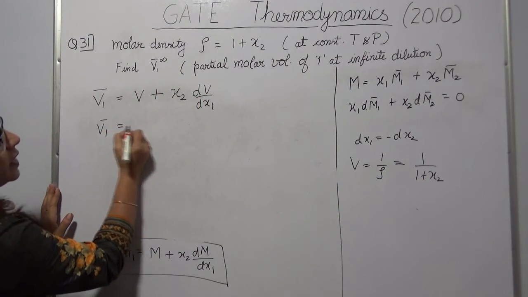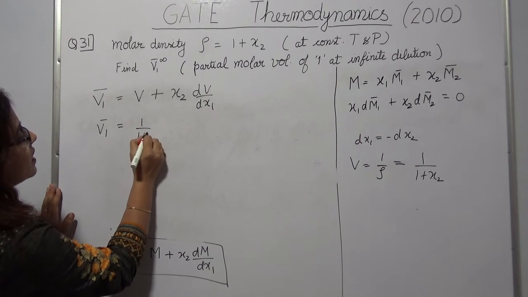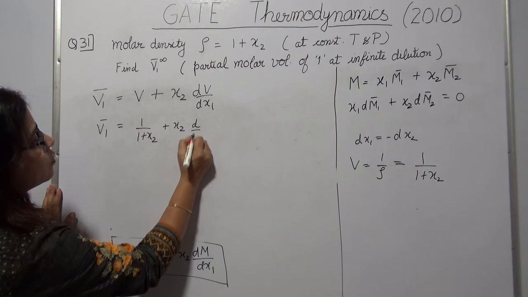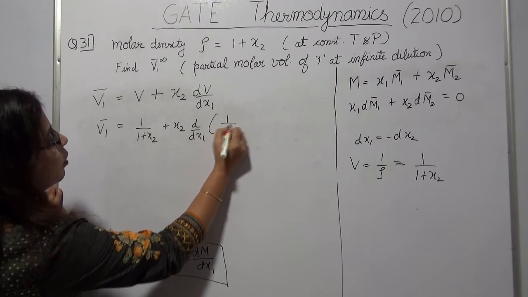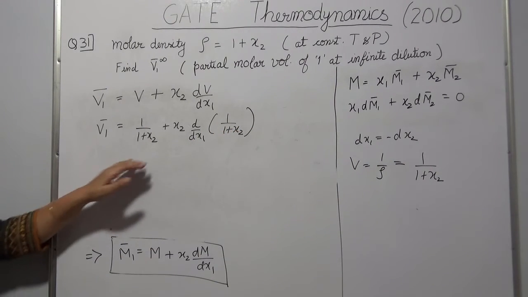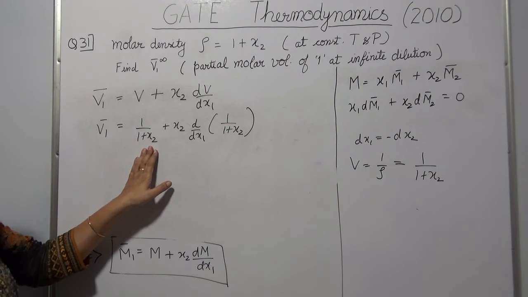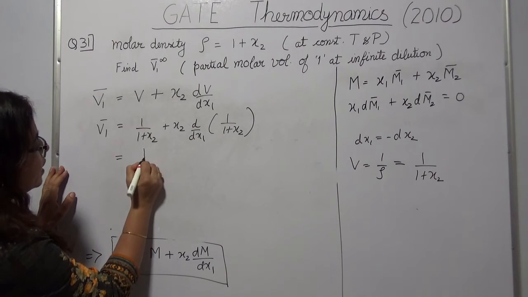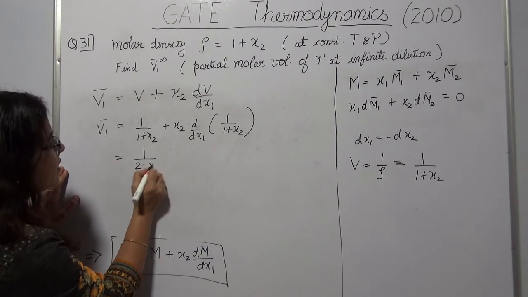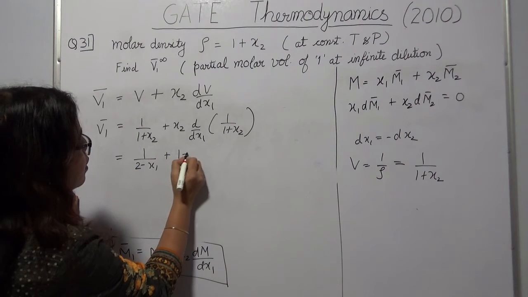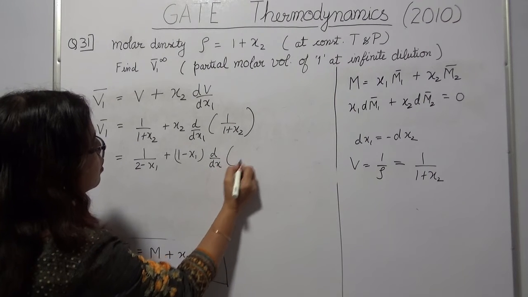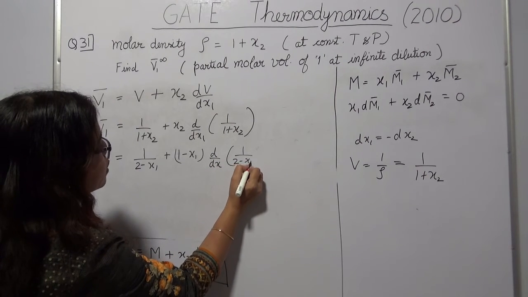So I am going to do that. V1 bar is equal to 1 upon 1 plus x2 plus x2 times d by dx1 of 1 upon 1 plus x2. Now let's change the variable x2 into x1. So x2 is equal to 1 minus x1. So this will become 2 minus x1 plus 1 minus x1 d by dx of 1 upon 2 minus x1.